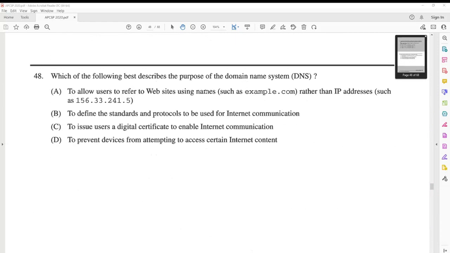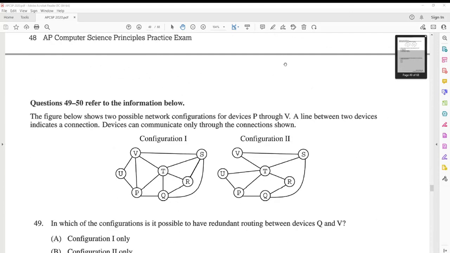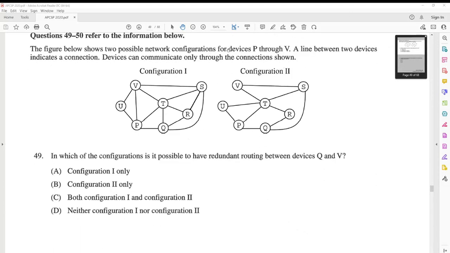48: which of the following best describes the purpose of the domain name server? The main function of the DNS server is to translate the domain name to an IP address. So 48 is A, allow users to use the name instead of the IP address. It provides a translation. It's A.